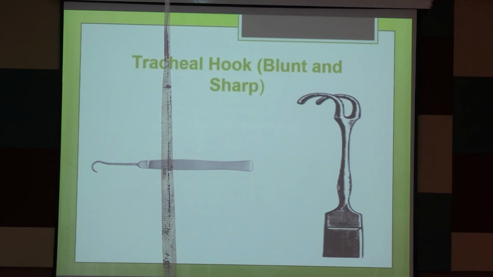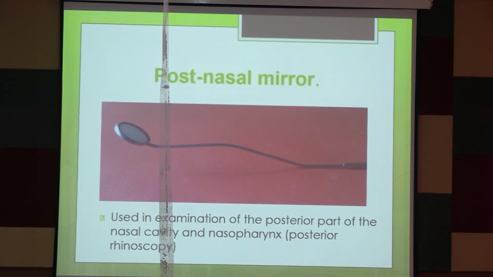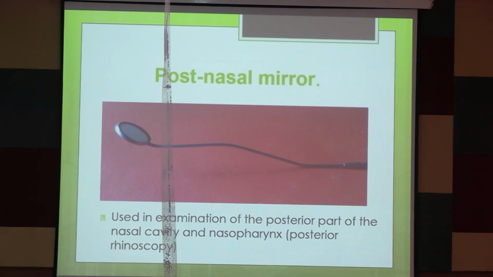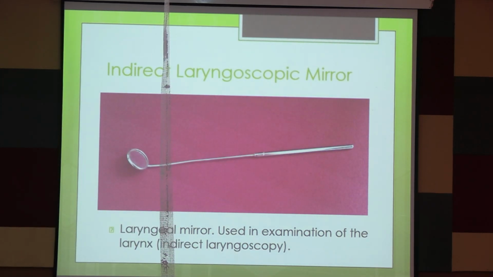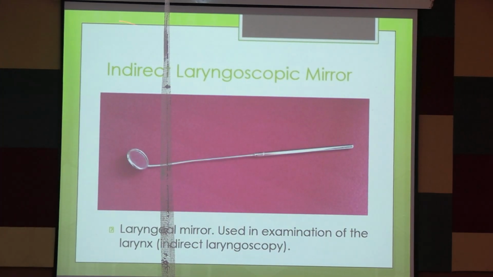Understood? Okay, indirect laryngoscopy mirror, and this is the postnasal mirror. Is the difference clear? Not everyone was present. What is the difference? The shape. And this has a different shape, right? So this is to see the postnasal space, the posterior rhinoscopy mirror. This is to see inside the larynx, right? So what structures can you see with this mirror? That will be the question.